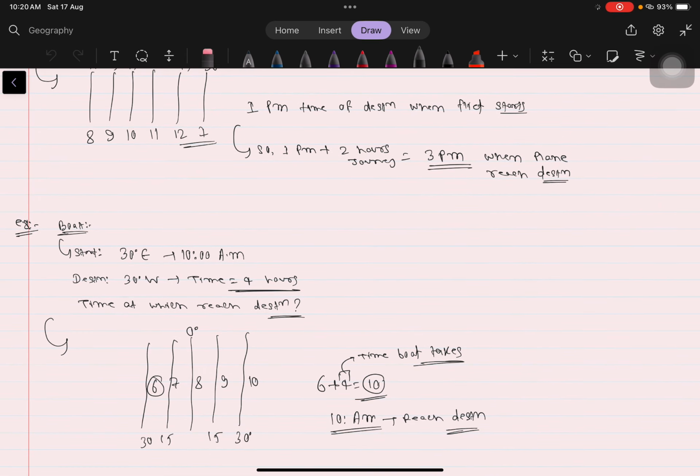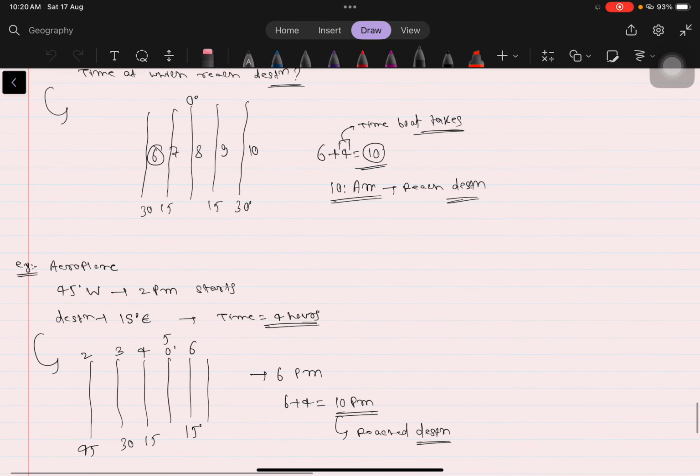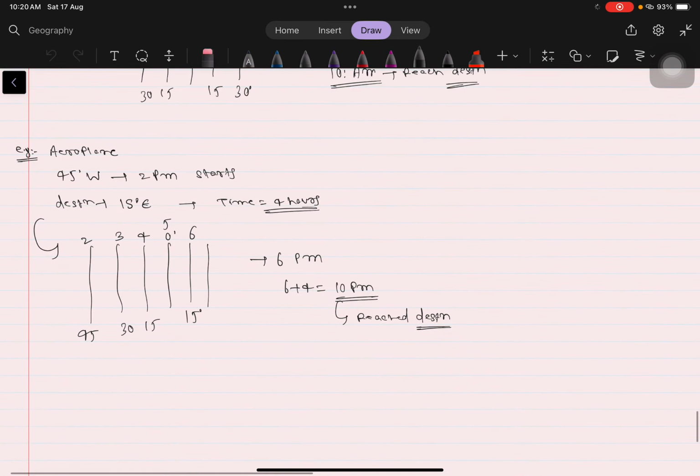So it is also the same example only, so use the same concept. So this is all about it.